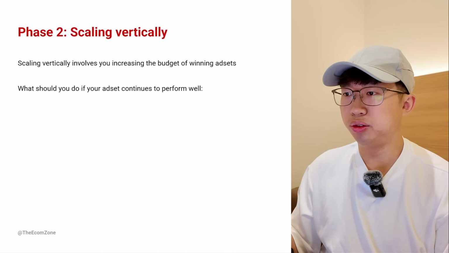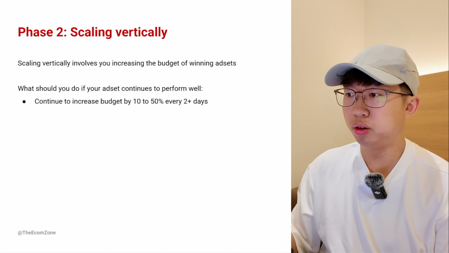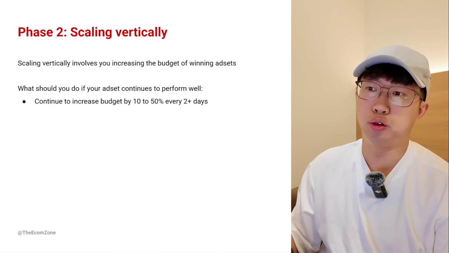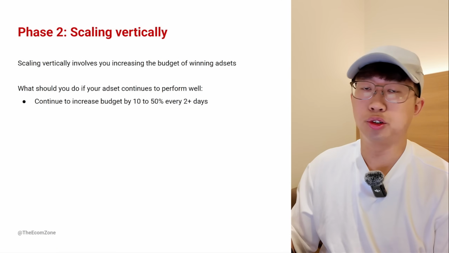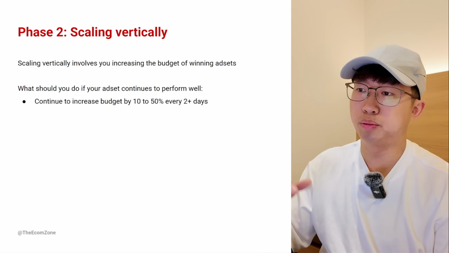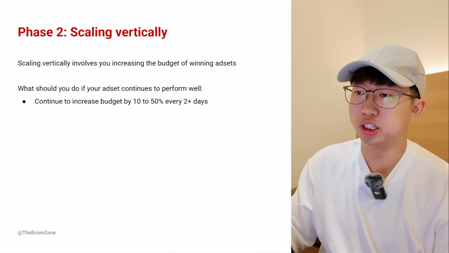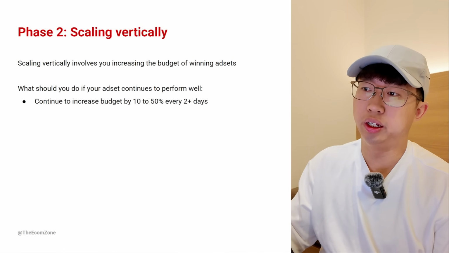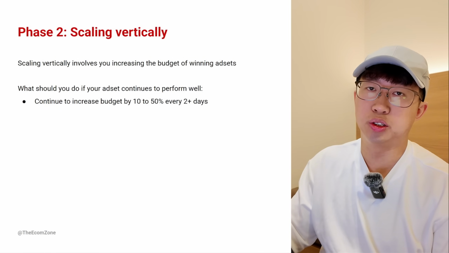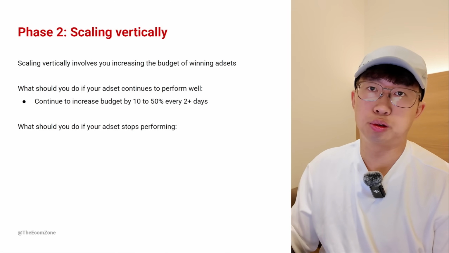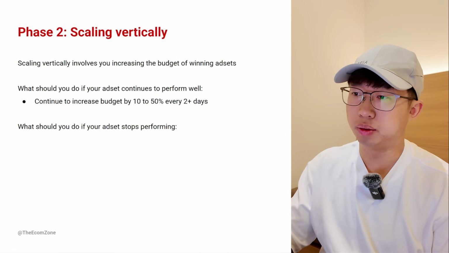So what should you do if your ad set continues to perform well? You continue to increase your budget by 10 to 50% every 2+ days. And this depends on your ROAS. If your ROAS is very high, is above break-even ROAS by a mile, then you can increase your budget by 50%. Now, if you're only slightly over break-even point, then you only really want to increase budgets by 10 to 20%.